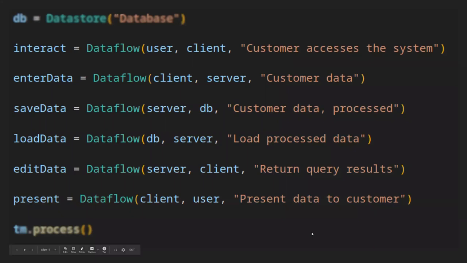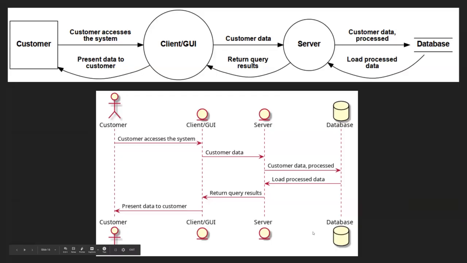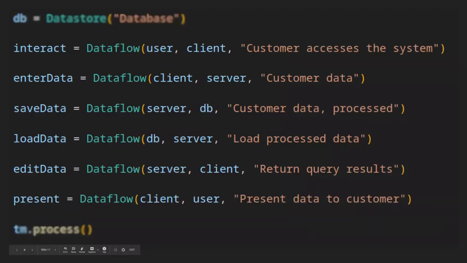So if we move to the next one, we see that here we are starting to create the data flows. We are starting to say how one thing talks to another. So just to pick one randomly, Matt, I think that, no, go back. Yeah. So let's look at the first one, the interact.